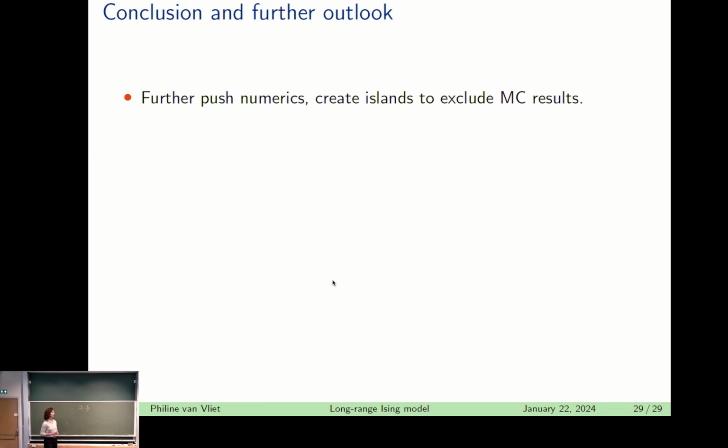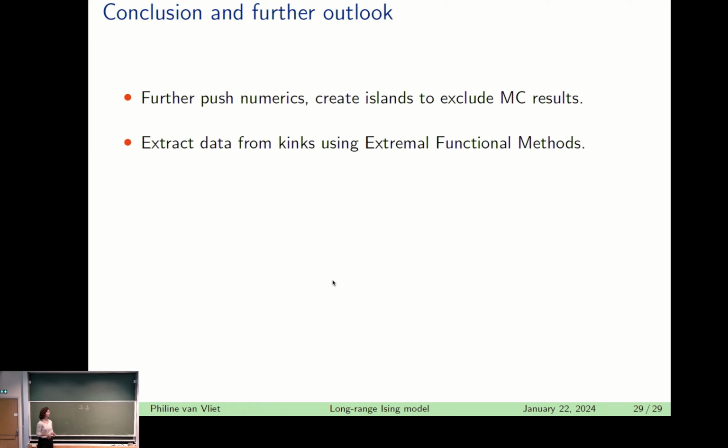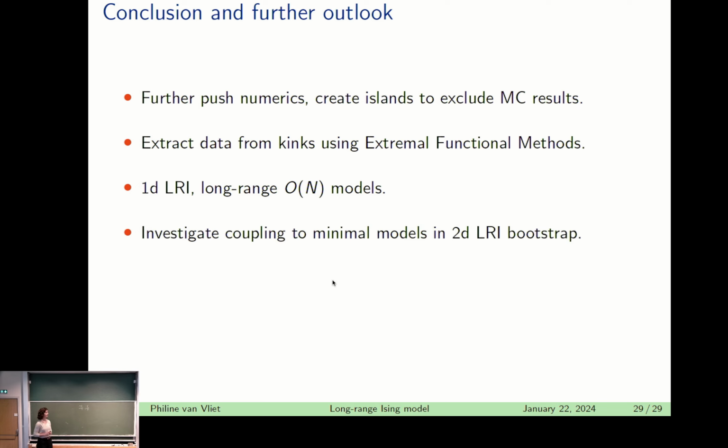Okay, so some direct further outlook that we could do is further push the numerics to try to create these islands to exclude the Monte Carlo results, and also extract some data from the kinks and further compare it to perturbative results that we already have. Then we could extend it to look at the 1D or maybe long-range O(N) models. And we should also further investigate this coupling to the minimal models in 2 dimensions.